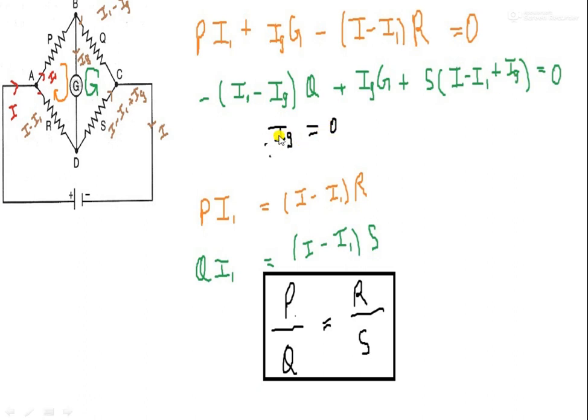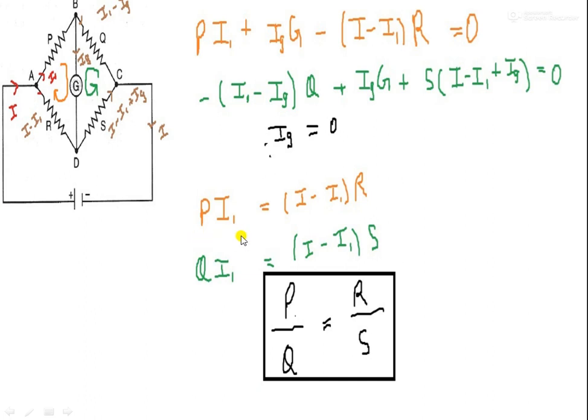Now the balance condition was when no current flows through galvanometer, that is Ig is equal to 0. Now if I put Ig equal to 0 over here, this becomes 0. So you are left with P I1 minus (I minus I1) into R. Now this minus quantity can be shifted to the right side. So the equation would be P I1 equal to (I minus I1) into R. Same, Ig equal to 0 in this equation also. So with Ig 0, you are left with minus I1 into Q, this whole becomes 0, plus S (I minus I1). Now if I shift this quantity, that is I1 into Q, minus becomes positive on that side. So Q I1 is equal to (I minus I1) into S.